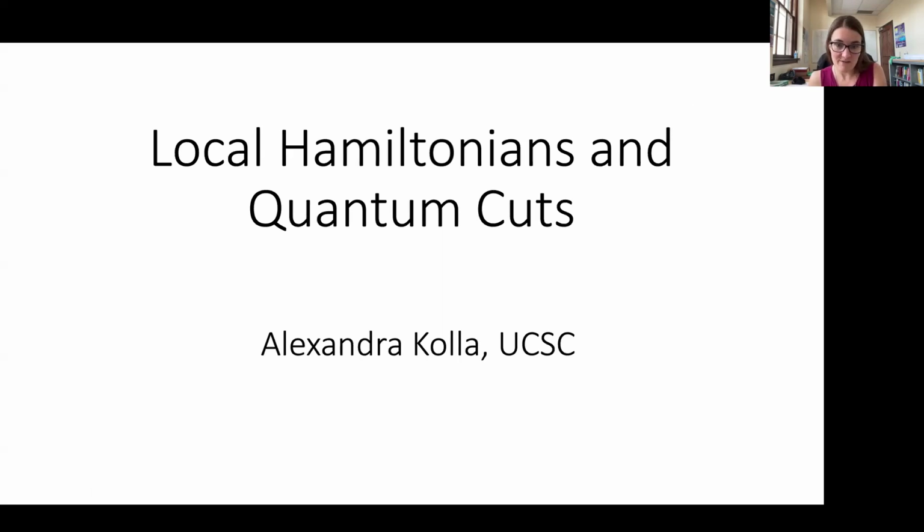Alexandra's research is spectral graph theory, algorithms, complexity, statistical physics, convex programming, and quantum computing. Today, she'll tell us about quantum max cuts and local Hamiltonians.